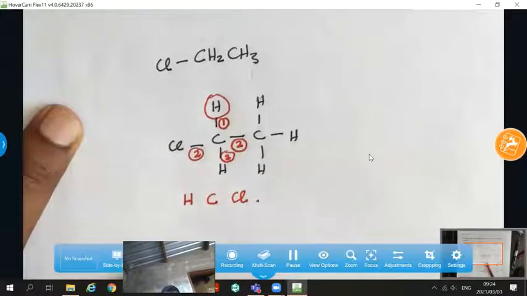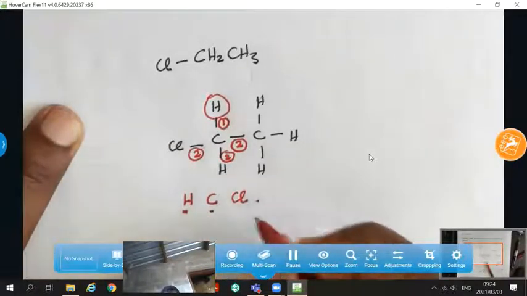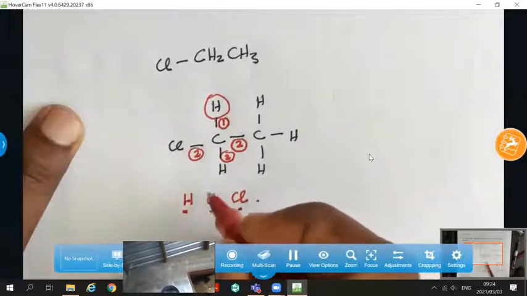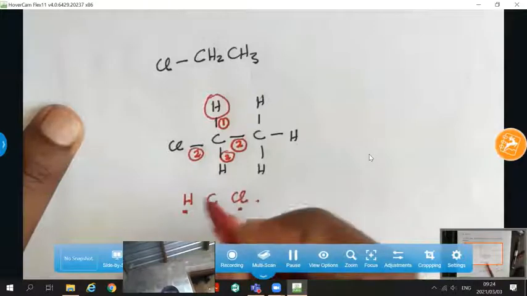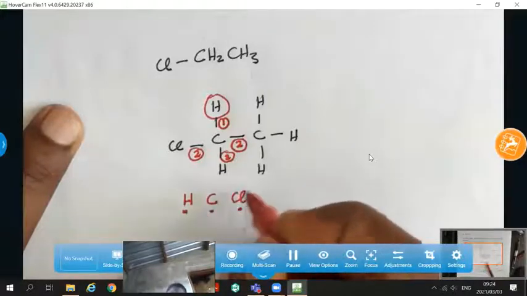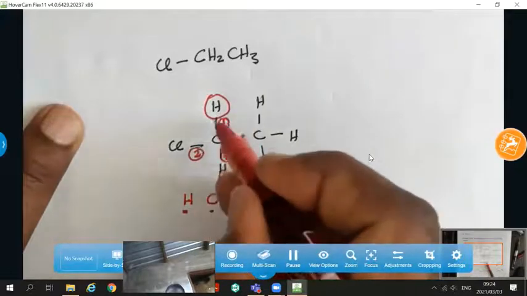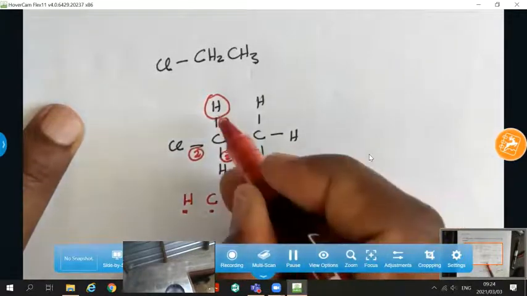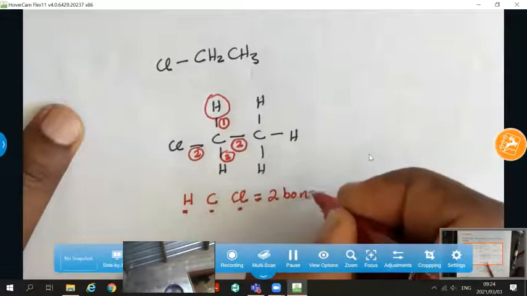Hydrogen is electropositive. Carbon is more electronegative than hydrogen, and chlorine is more electronegative than carbon and hydrogen. So in terms of the electronegativity series, chlorine is the most electronegative. And I have a chlorine atom that's 2 bonds away from my hydrogen here.